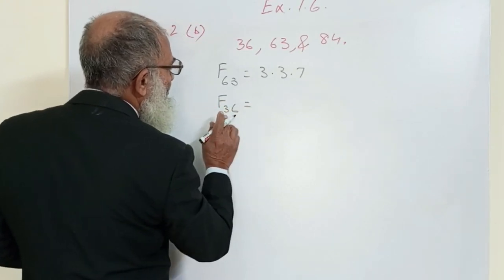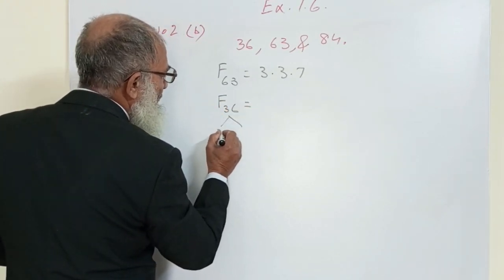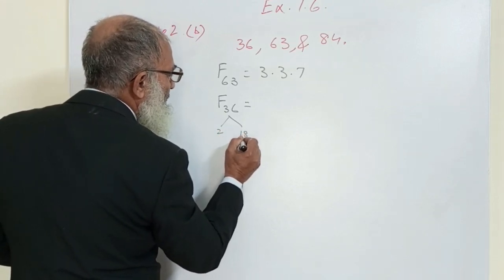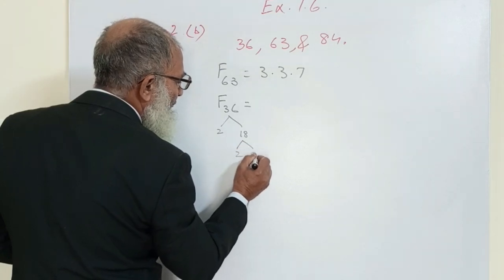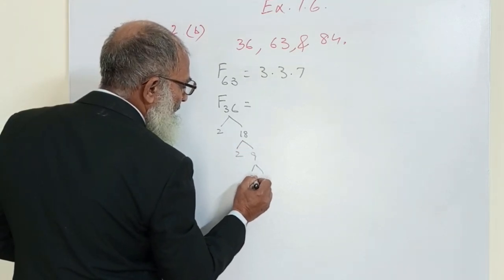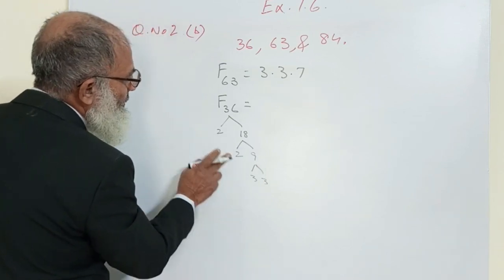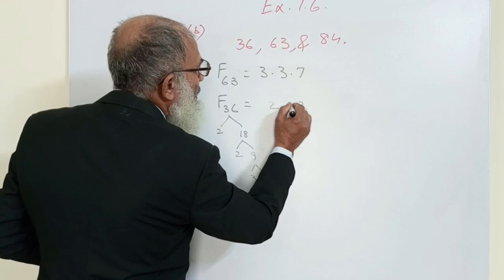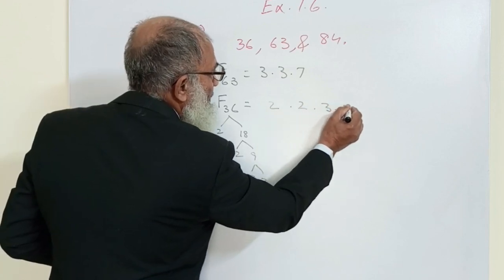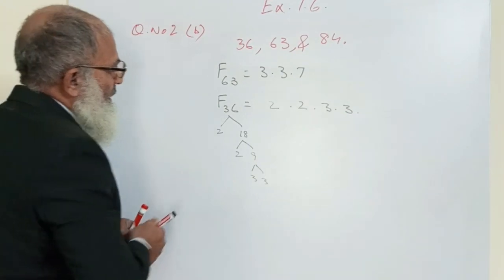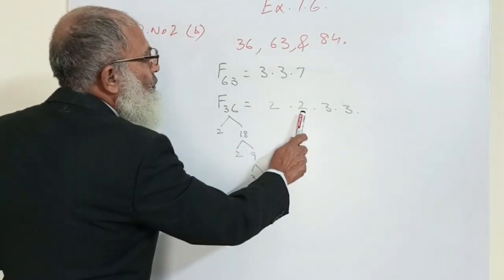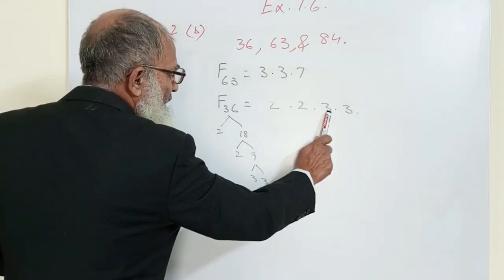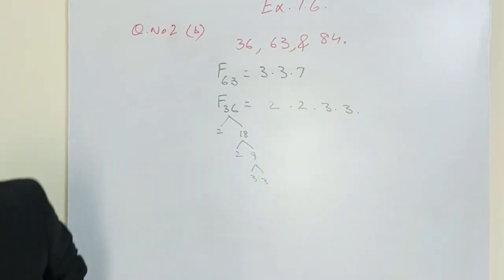For 36. Now 36, what is 36? You see 2 and 18, and again 2 and 9, and 3 and 3. So what are the factors? 2, 2, 3, 3: 2 dot 2 dot 3 dot 3. 2 times 2 is 4, 4 times 3 is 12, and 12 times 3 is 36.